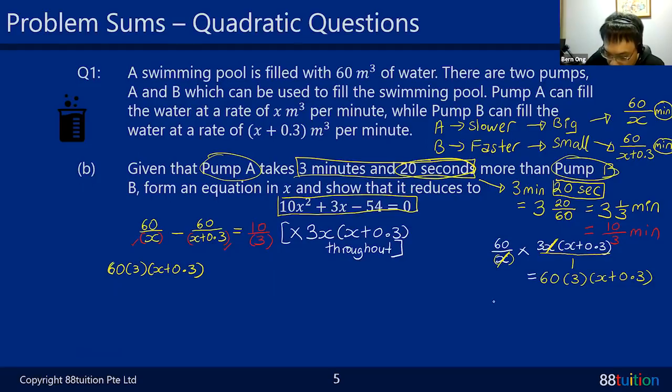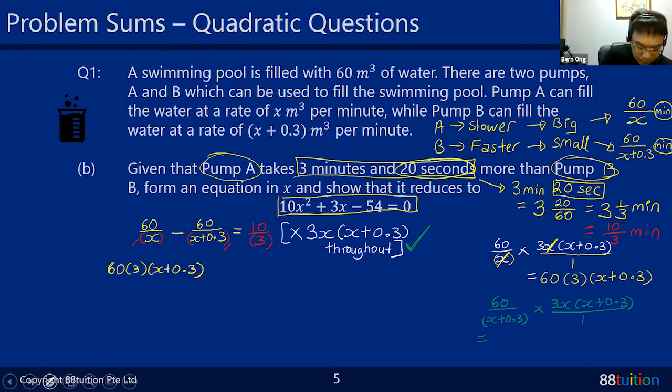The next fraction is what? 60 over x plus 0.3. This fraction, I also need to times 3x, x plus 0.3 throughout. Everybody, I want to times this one throughout. Every fraction, I don't care. So this one is actually over 1. If you see the common thing, you can cancel. x plus 0.3, x plus 0.3, you can cancel. So you're left with 60 on top times 3x. So down here will be minus 60 times 3x only.